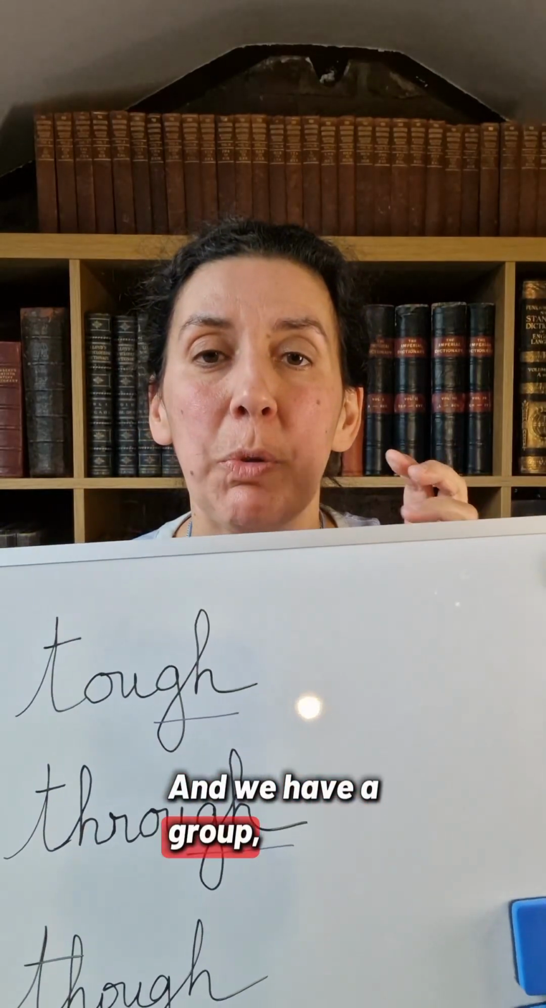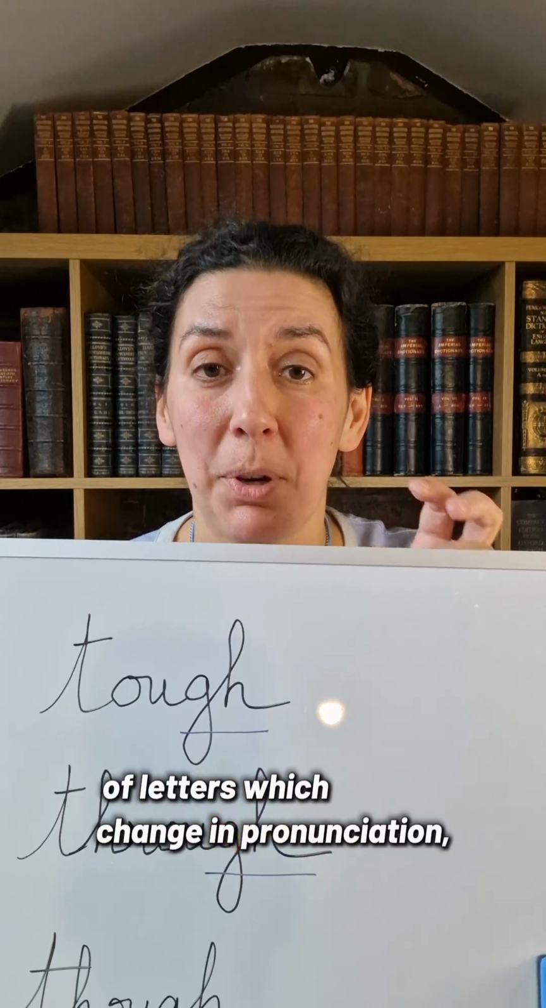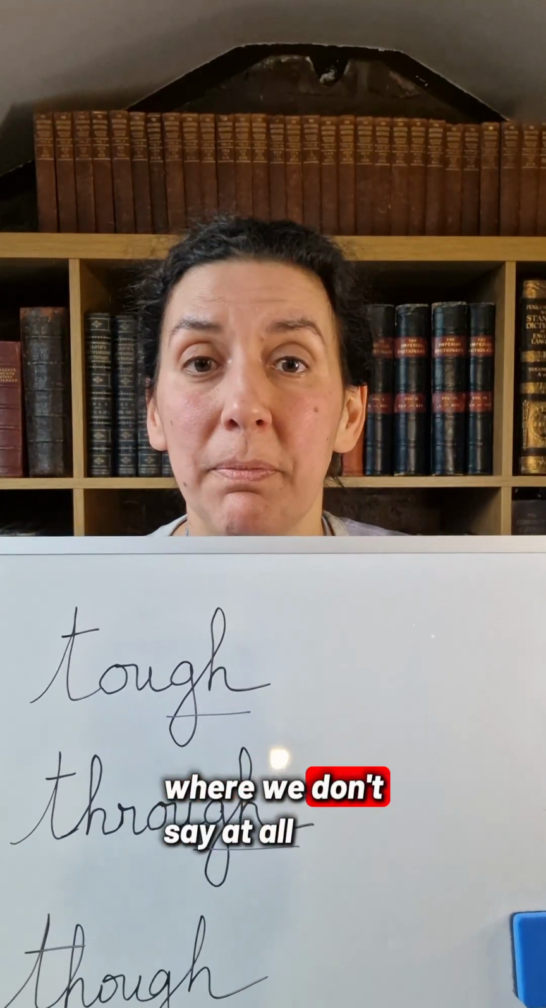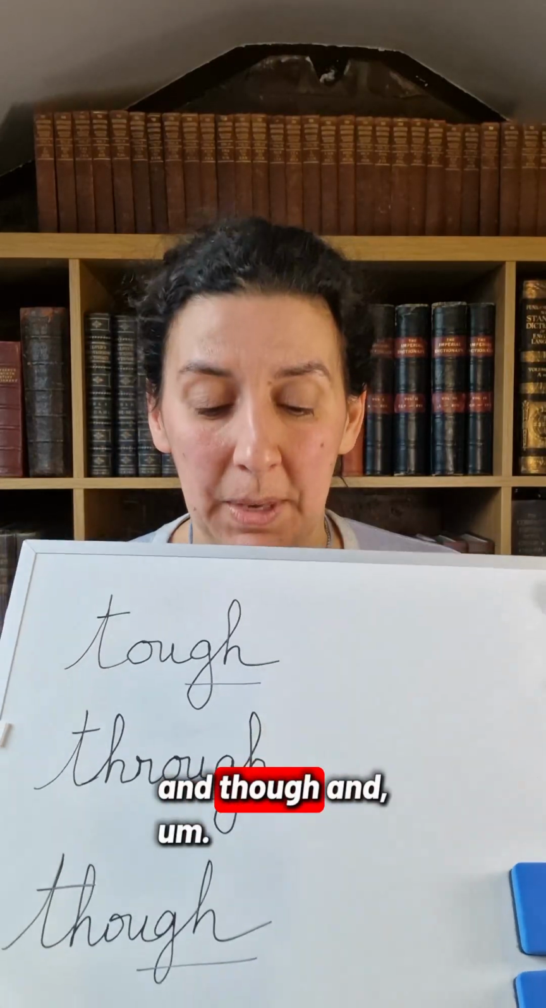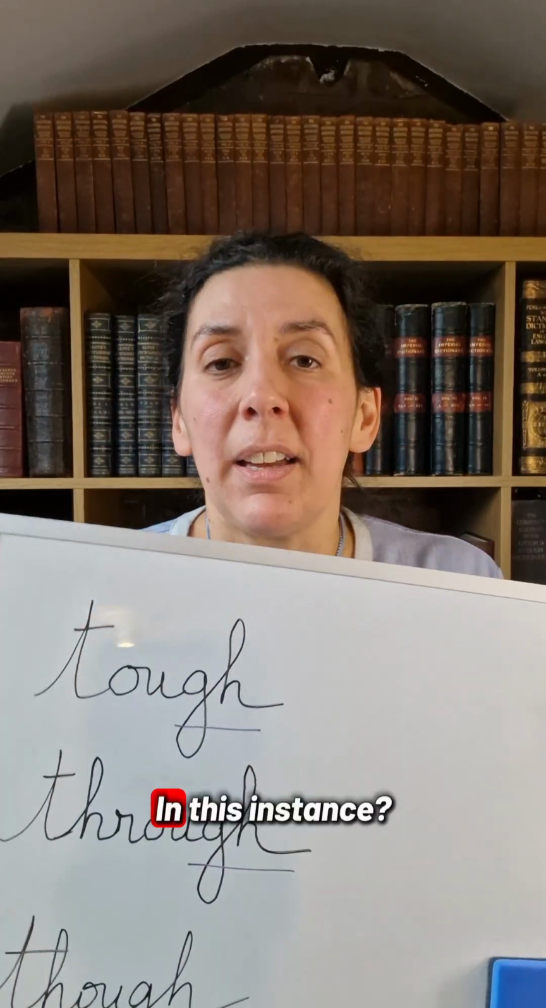And we have a group of letters which change in pronunciation, in sound. So here we have tough, through, where we don't say it at all, and though. And a lot of people wonder, but you know, it's GH, why is it there, why is it not there in this instance?